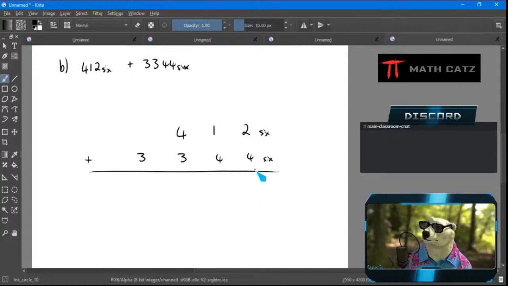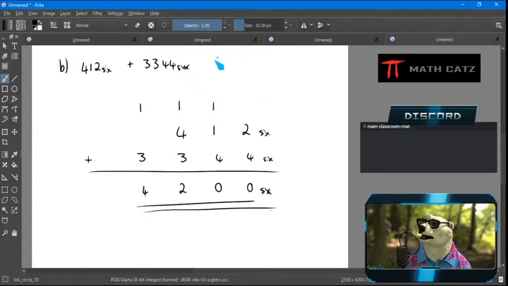First column, 2 plus 4, I have a word for it, it's 6. There's no symbol for that. It's one group of 6 and nothing left over. It's very similar to the previous one. Oh well, random coincidence. Next column, oh wow, 1 plus 1 plus 4 is 6. That's one group of 6, nothing left over. Next column, 1 plus 4 plus 3 is 8. That's one group of 6 and 2 left over. Last column, 1 plus 3 is 4. So my answer is 4200 base 6.